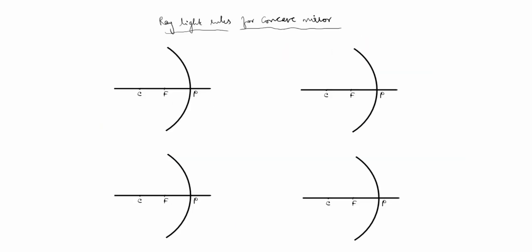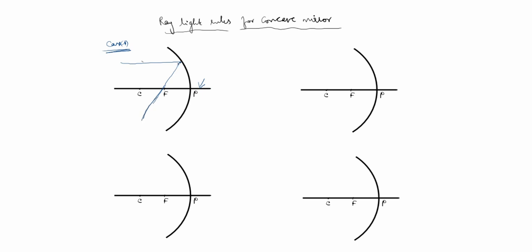This is the concept. Next, the ray rules of the concave mirror. We will see there are four rules. So this is case one. We will take case one. First, a ray passing parallel to the principal axis. This is the principal axis, right? It will pass through the principal focus after reflection. This is the principal focus, right?